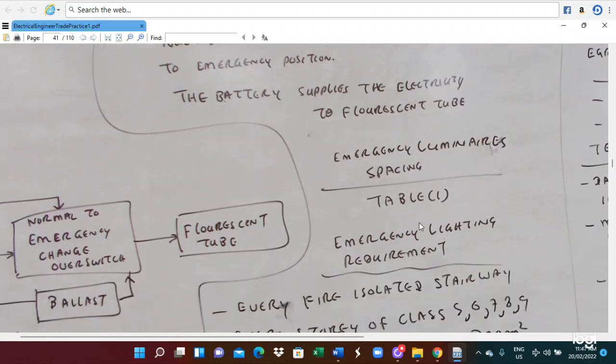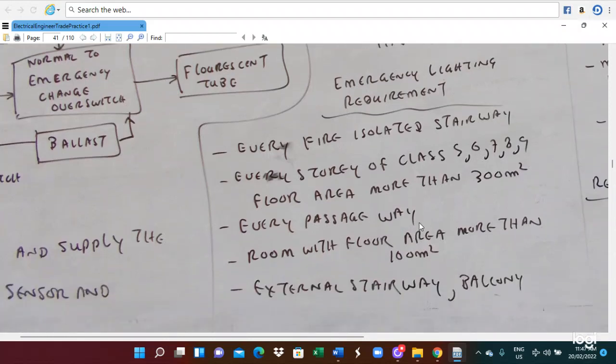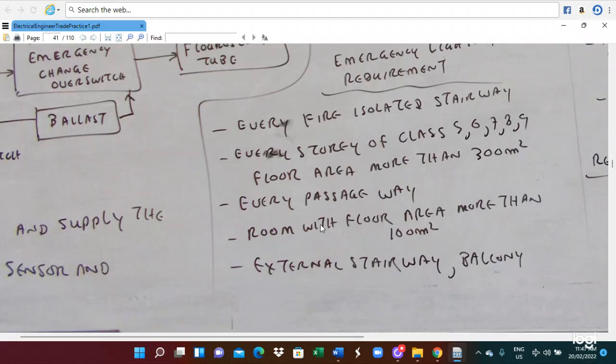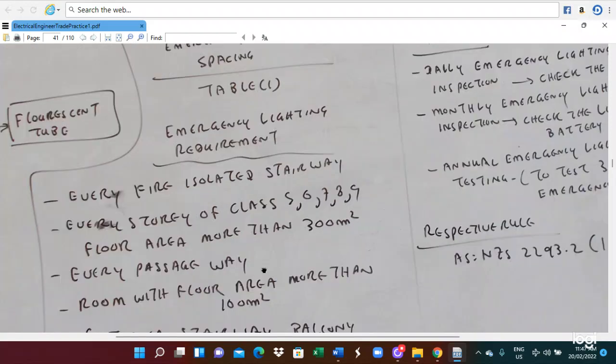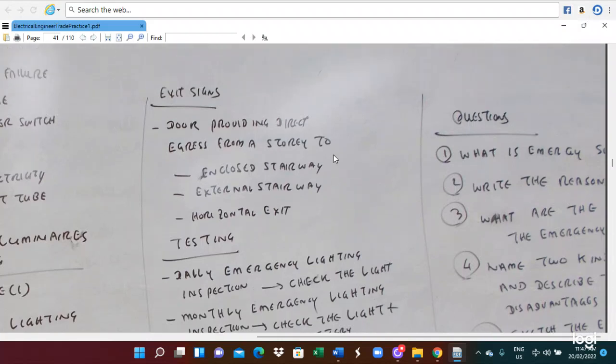Therefore, the emergency luminaires are spaced accordingly. We use an emergency lighting requirement. Every fire isolated stairway, and every story of class 5, 6, 7, 8, 9 with floor area more than 300 square meters, we have to utilize emergency lighting. Also every passageway and room with floor area more than 100 square meters, external stairway and balcony, we have to utilize the appropriate emergency lighting requirement. So the exit signs need to be installed at the door, providing direct exit from the story to the enclosed stairway, external stairway, and the horizontal exit.